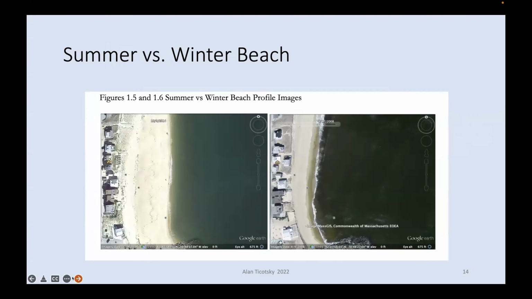Now here's a local one that the students did. They took a field trip in their environmental systems class to a nearby beach, and these are Google images of what the beach looks like at the end of the summer. This was from October, and then after winter, this is from April. You can see how much of the beach has been eroded by storms and the normal wave action.